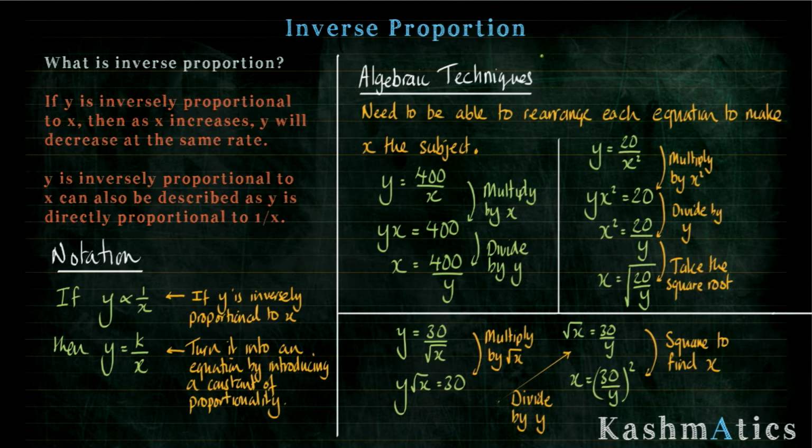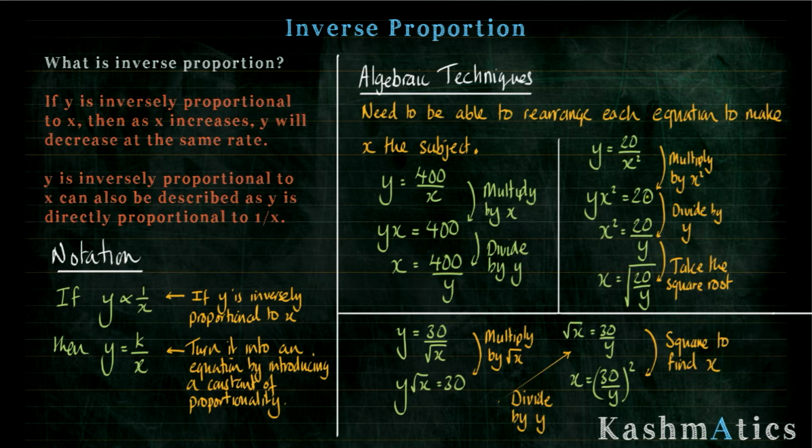Algebraic techniques: you need to be able to rearrange these formulas to make x the subject. So there's an extra step compared to direct proportion. If I want to make x the subject, so in this example over here, I need to multiply by x to move the x to the other side and then divide by y.